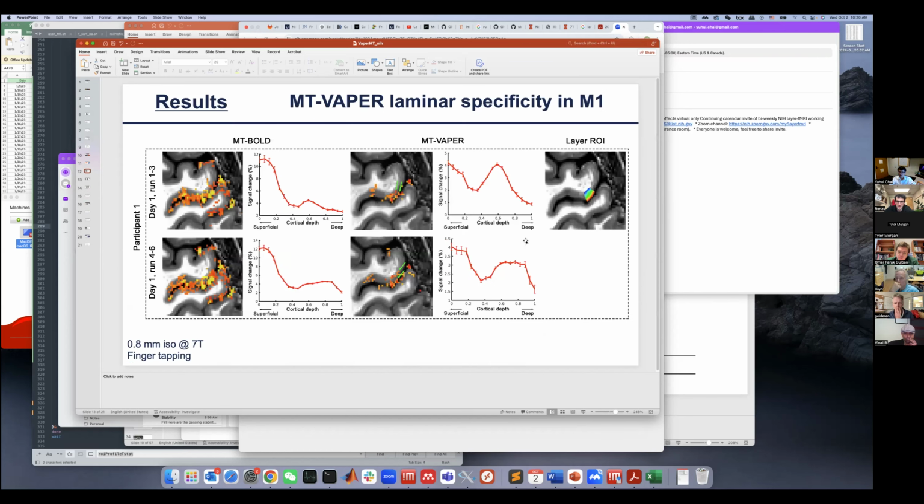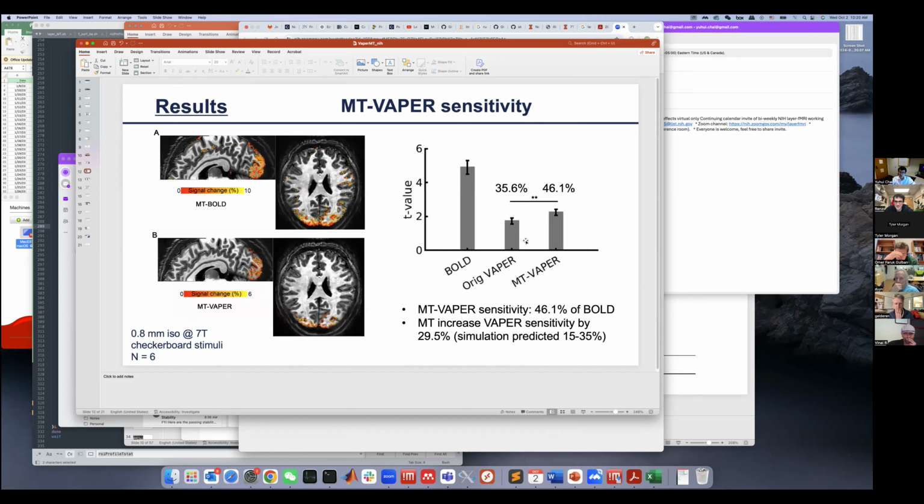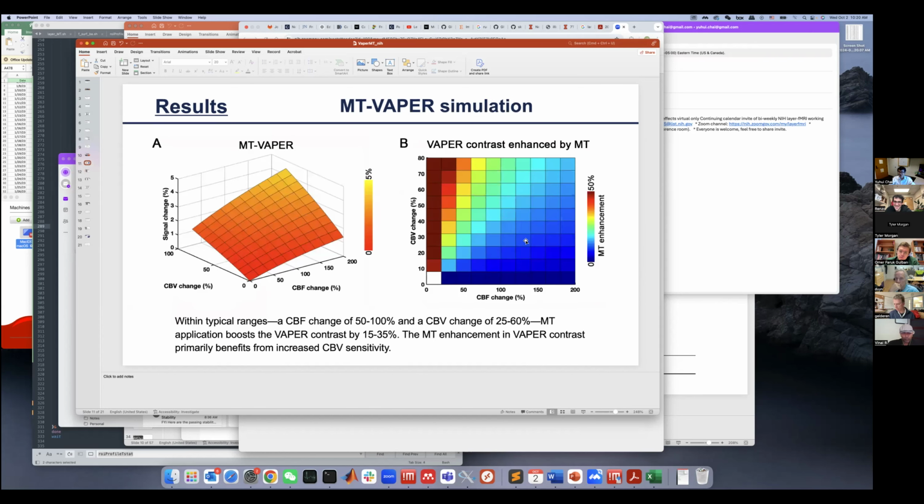So in the previous animal paper, when they combine MT with BOLD, they can increase the specificity inside the gray matter, but the superficial bias will not go away. Would you think that the MT approach for the kind of control image would be similarly helpful for VASO? I think so.